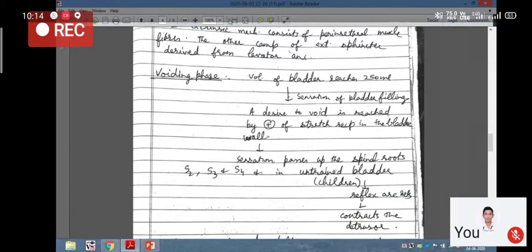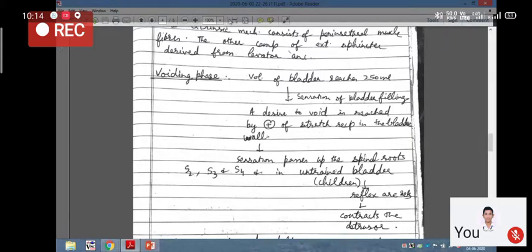filling. So the woman will have the desire to void by stimulation of the stretch receptors in the bladder wall, not due to the stretching of the bladder wall, but due to the presence of stretch receptors in the bladder wall, and the sensation passes up the spinal roots, that is the parasympathetic S2, S3, S4.